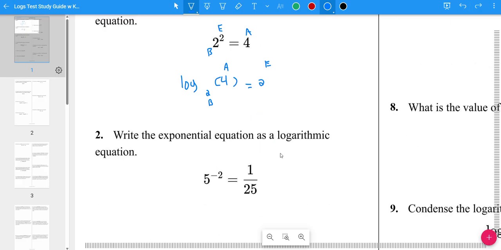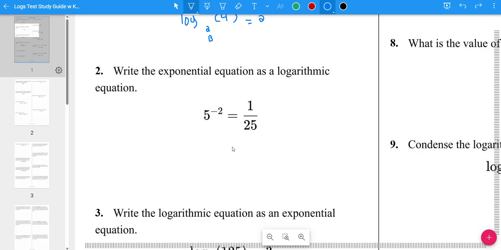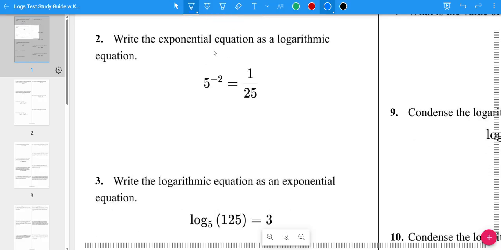Moving to number 2. I'm going to move a little quick on these, and so you can pause and rewind if you need to as we go. This is the same thing. We're just rewriting it. There's 2 of each kind of question on this.